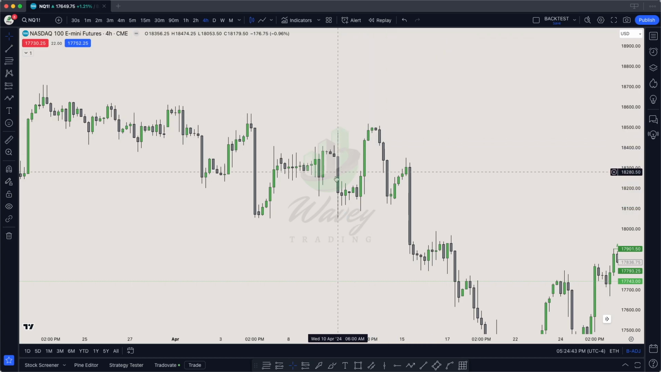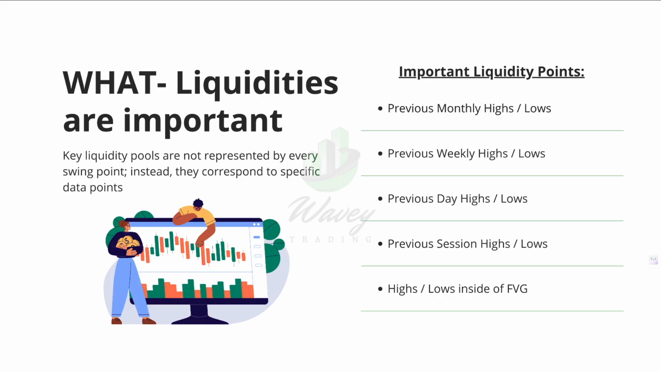Okay, and let's talk about which liquidity pools are important. First of all, not every single swing high and low is going to present an important liquidity pool. Instead, we should look at specific data points and specific levels to find more important and major liquidity. Some of the important liquidity points are previous month highs and lows, previous weekly highs and lows, previous day highs and lows, and previous session highs and lows. I also look at highs and lows that are inside of a fair value gap.